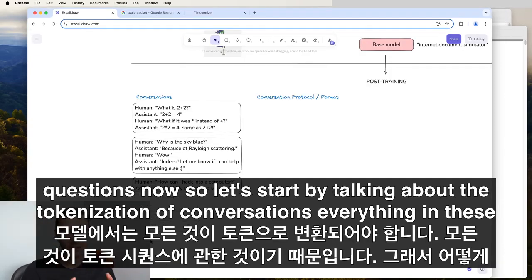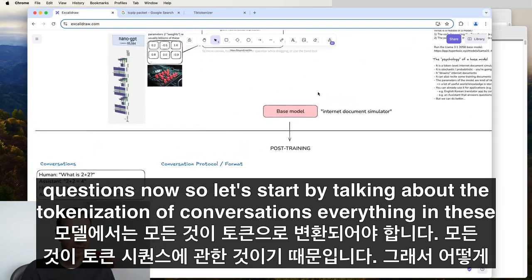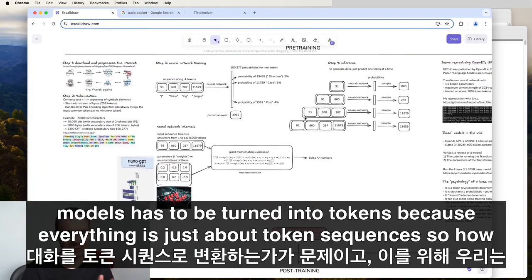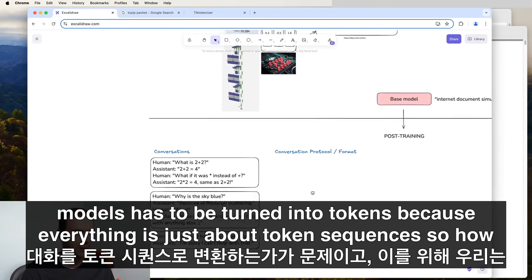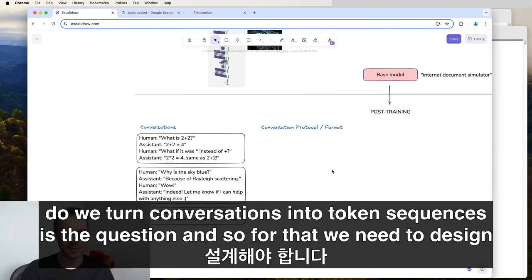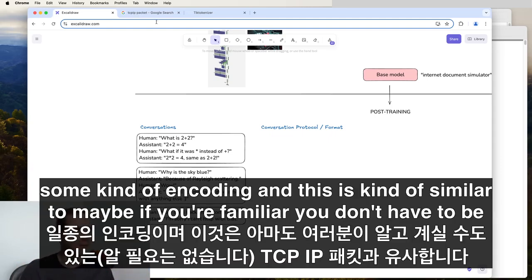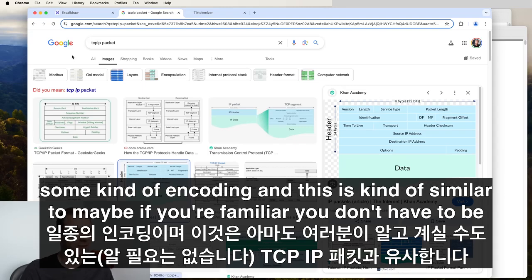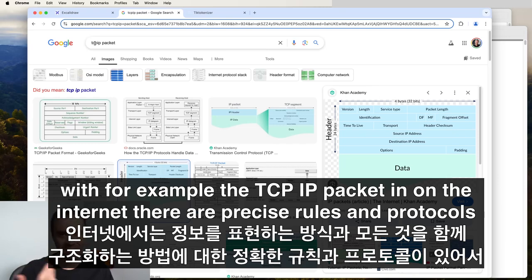So let's start by talking about the tokenization of conversations. Everything in these models has to be turned into tokens because everything is just about token sequences. So the question is how do we turn conversations into token sequences. For that, we need to design some kind of an encoding. And this is kind of similar to, maybe if you're familiar, you don't have to be, for example, the TCP/IP packet on the internet.